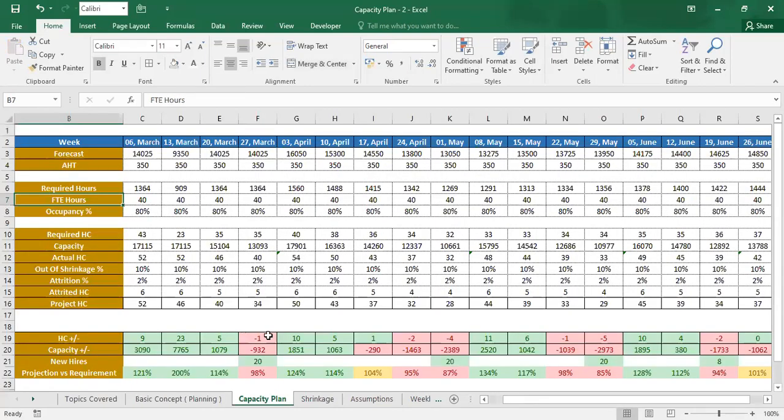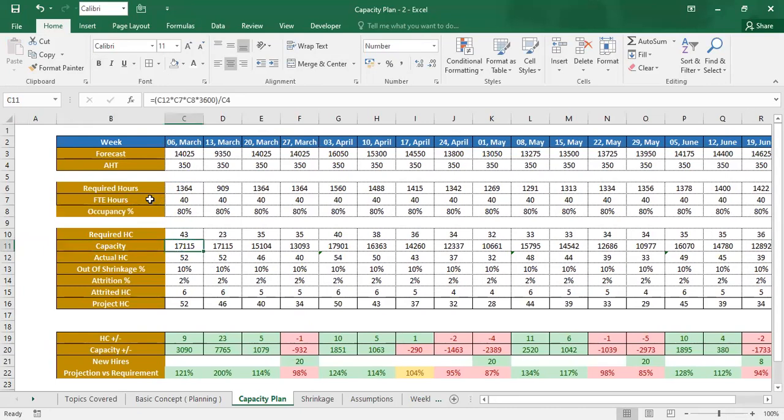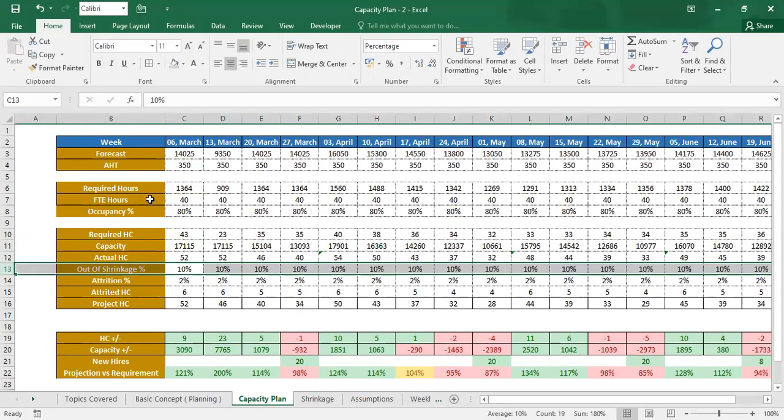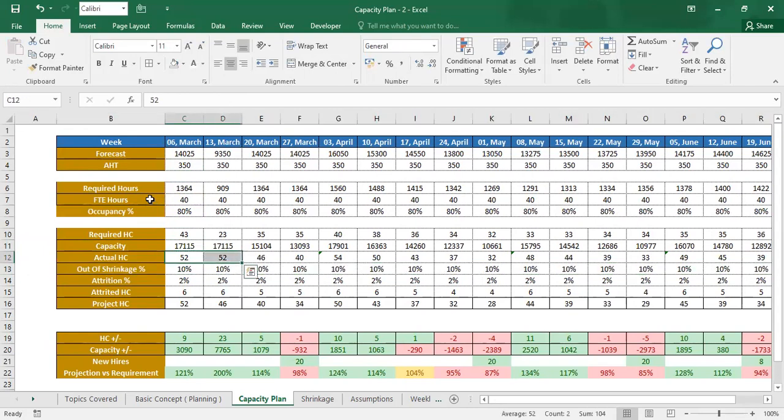So I have taken same number here and considering 80% of occupancy. So same as requirement formula that we have, I have calculated the requirement. And here I have calculated the capacity. So let me clear you the things. So this is the actual headcount that we have in process.